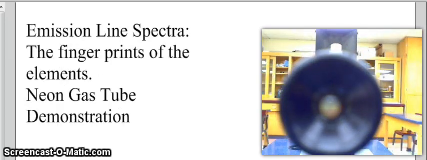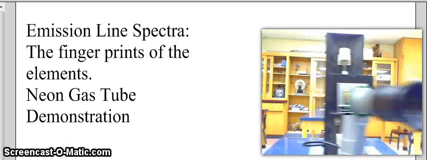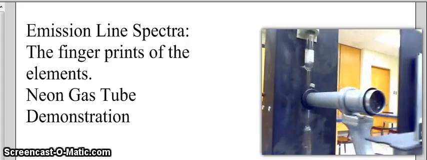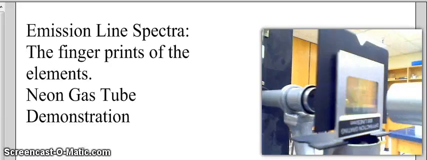Good afternoon, everybody. Today's demonstration is on emission line spectra. For an emission line spectrum to occur for an element, you need to have it in a gaseous state. And here, this device, I will show this. Here I got this diffractometer with a diffraction grating. There's the diffraction grating right here.